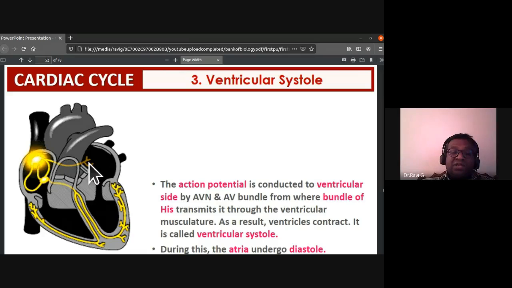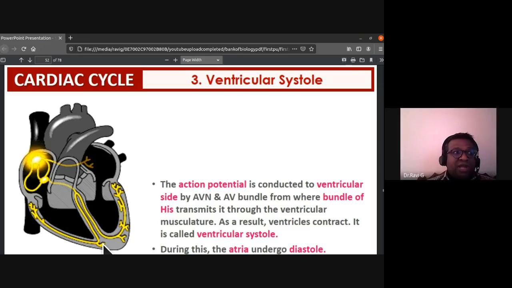So the atrial systole is brought about by SAN, and the ventricular systole is brought about by the auriculoventricular node action potential conducted to the ventricular side by AVN and AV bundle, from where the bundle of His transmits it. You know that the AV bundle plus Purkinje fibers together we call the bundle of His. The bundle of His transmits this action potential throughout the ventricular musculature. As a result, the ventricles contract.